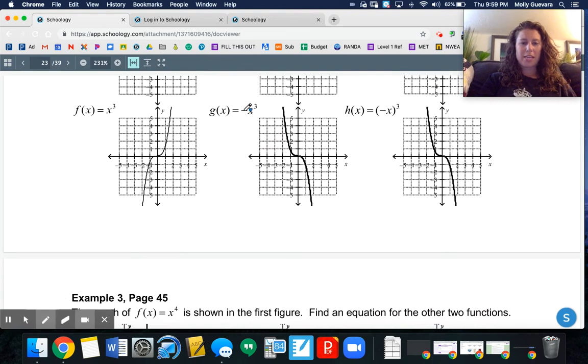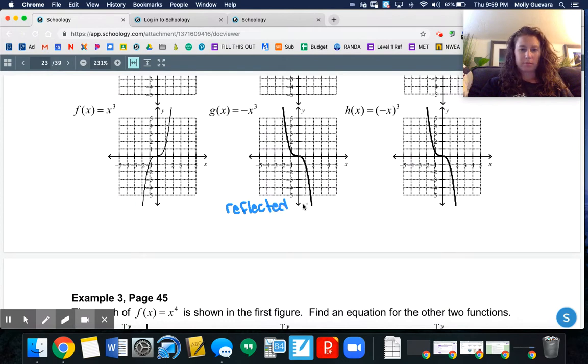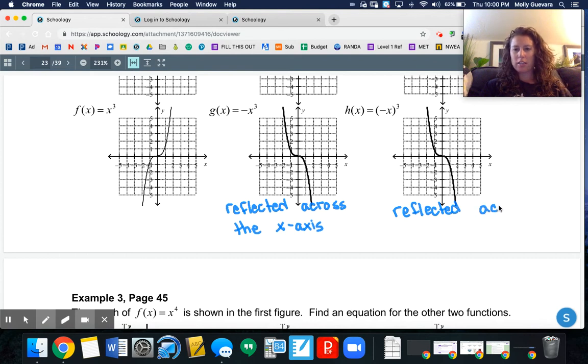What happens when the negative is outside the function? Okay, so if the negative's outside the function, this is reflected across the x-axis. If I'm replacing x with negative x, then it's reflected across the y-axis.